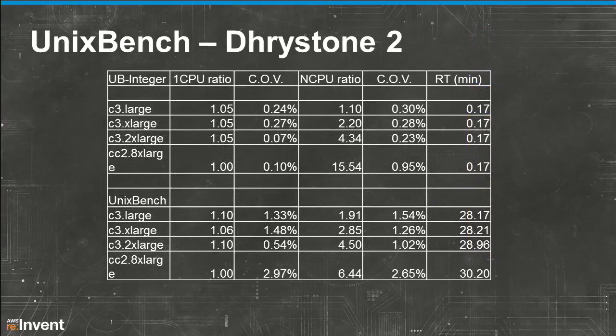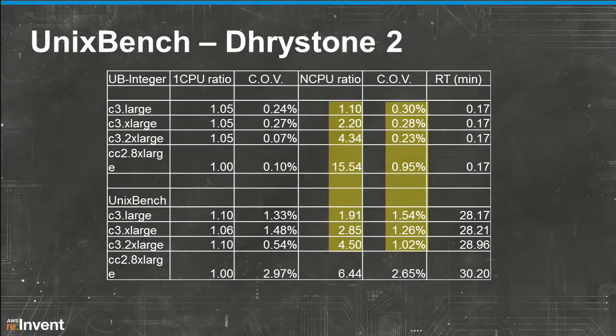Comparing just the integer portion, which is Dhrystone 2 of UnixBench, to the full benchmark, you can see now that for the subset of tests, the single CPU tests look fairly similar. The coefficient of variance tamed quite a bit. The multi-CPU looks very different in that instead of getting a ratio of 6, we're getting a ratio of 15.5.